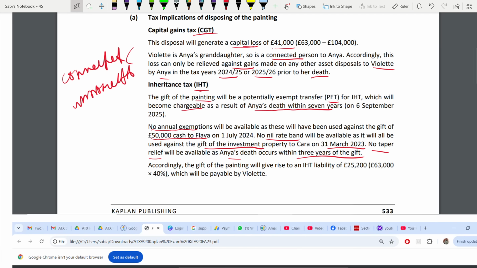So now what happens? She will be charged at 40% on this, the market value. Market value 63,000, and on that you apply 40%. This will be your IHT, which will be payable by the grandchildren.